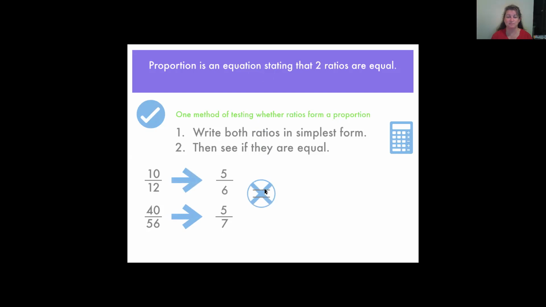All right, so it says a proportion is an equation stating that two ratios are equal. So would these be proportions? No, because they are not equal.